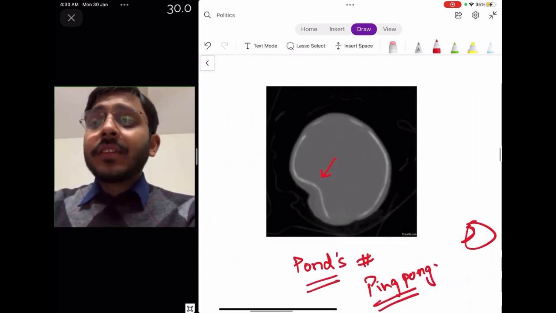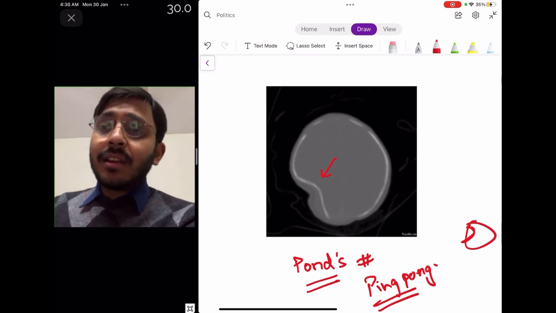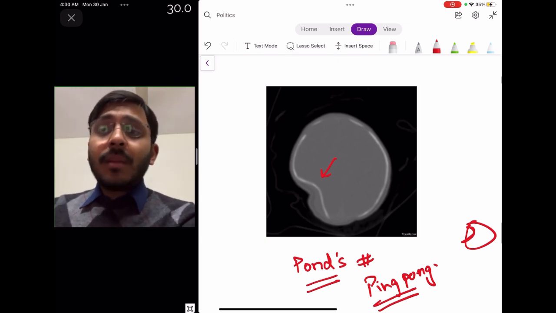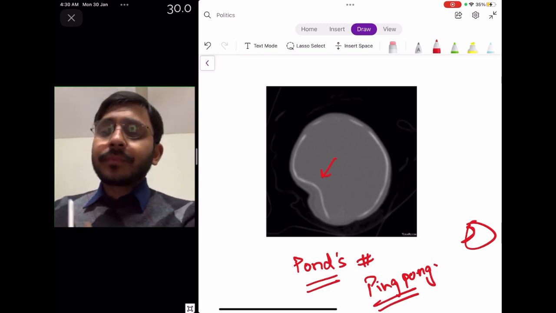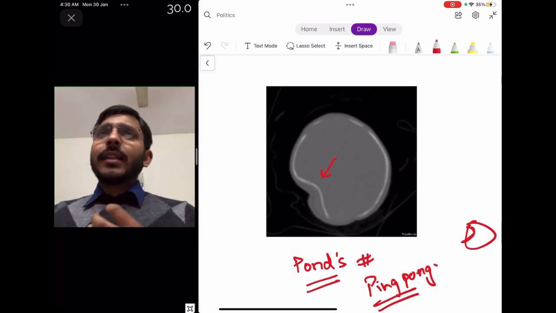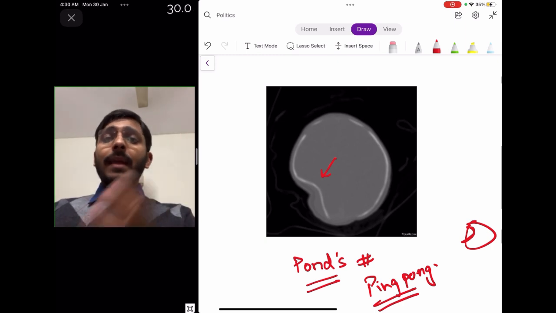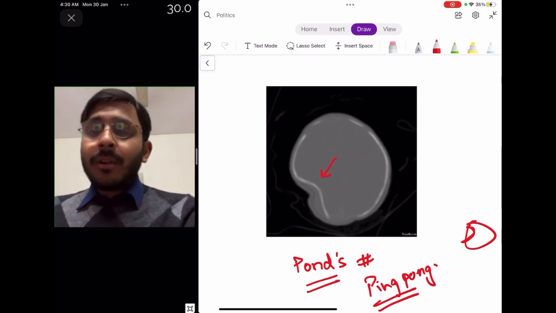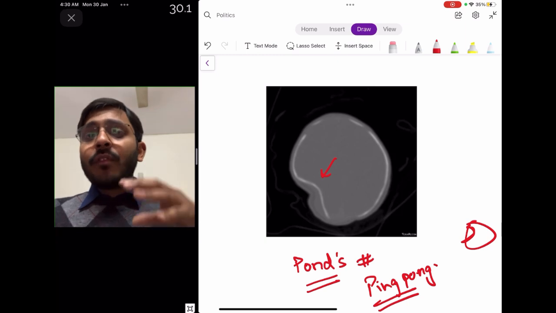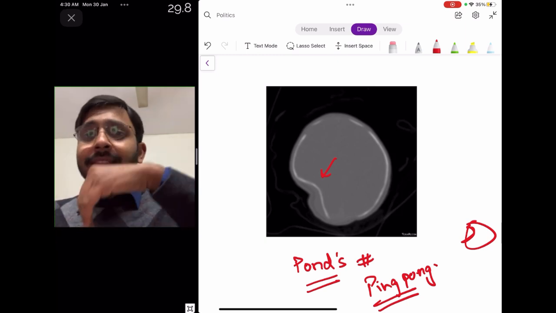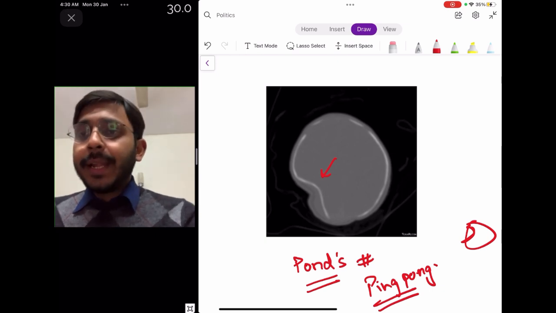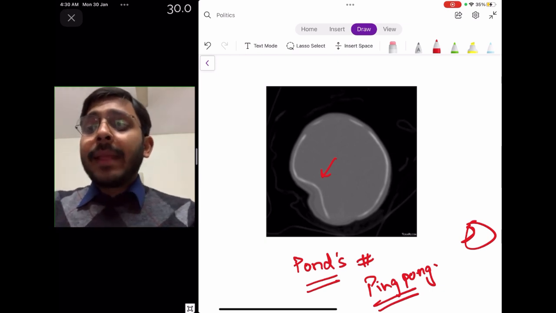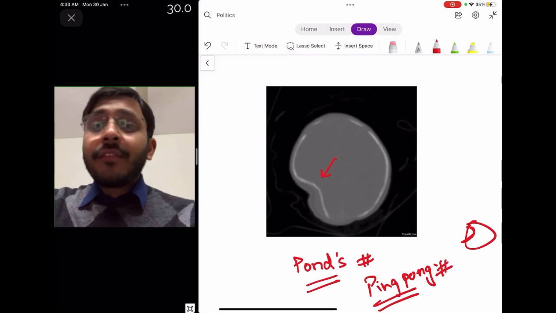Another type of skull fracture which is especially seen in children is a Pond's fracture or a ping pong type of fracture. Now children have a special skull in the form of that their skull is a little malleable or pliable. So even if there is a trauma to the skull, there is no bone fracture. However, the bone bends inwards like a ping pong ball when it's hit too hard, right? So that is known as a ping pong fracture in children or a Pond fracture.